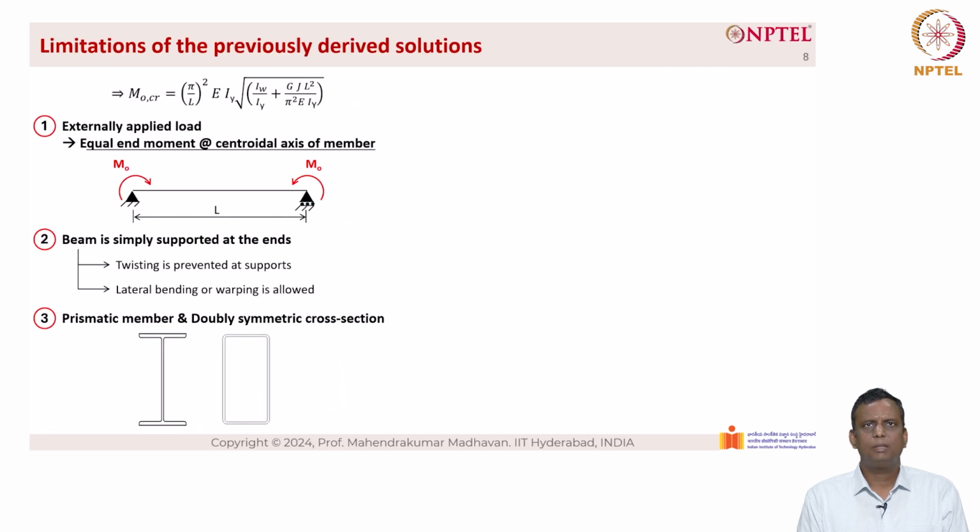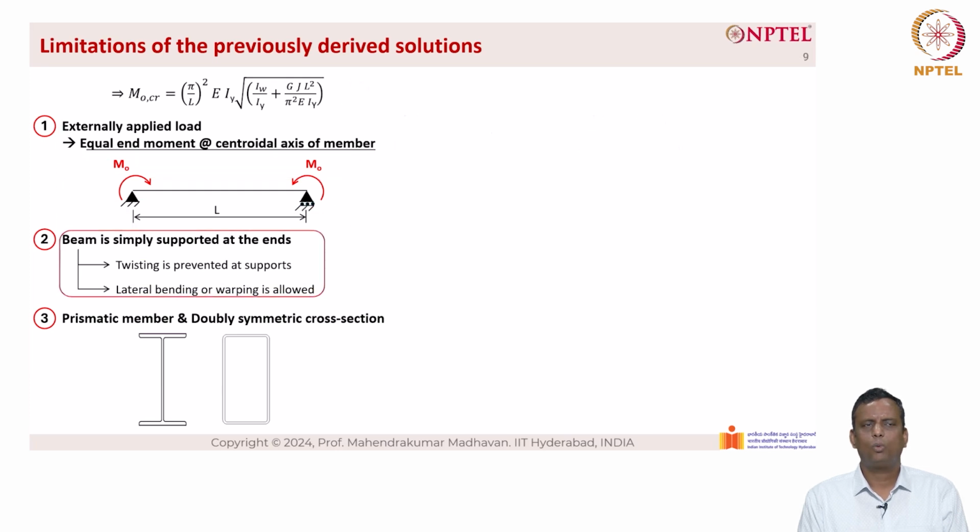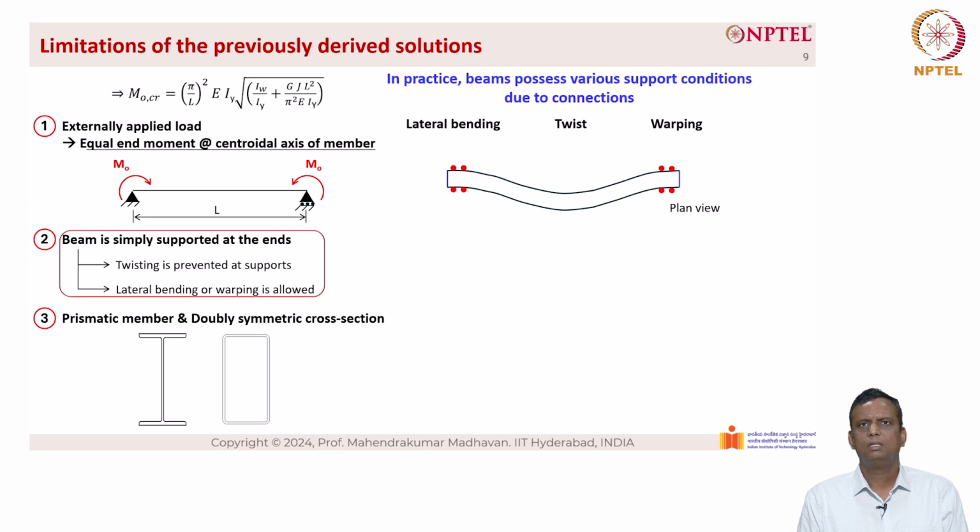So some of the limitations of the previously derived equations are: the lateral torsional buckling modification factor C sub B accounts for changes in loading type and loading conditions alone, which we have already derived, as you can see here. But what if the beam is not simply supported at the ends, if it has a different boundary condition? In practice, beams possess various support conditions due to connections. So this shows the top view or the plan view of the beam, and we have three different conditions. One is for lateral bending, another is for twisting, and another is for warping.